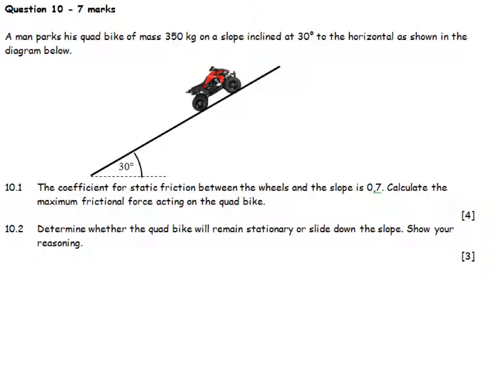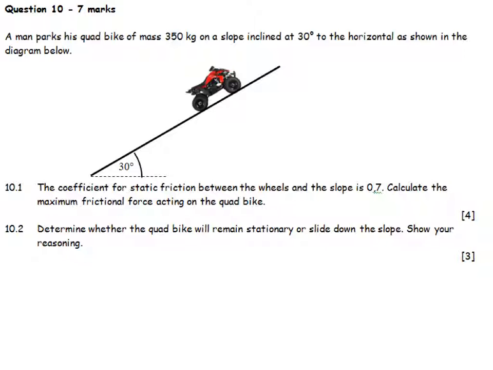A man parks his quad bike of mass 350 kilograms on a slope inclined at 30 degrees to the horizontal, as shown in the diagram. The coefficient of static friction between the wheels and the slope is 0,7. Calculate the maximum frictional force acting on the quad bike.